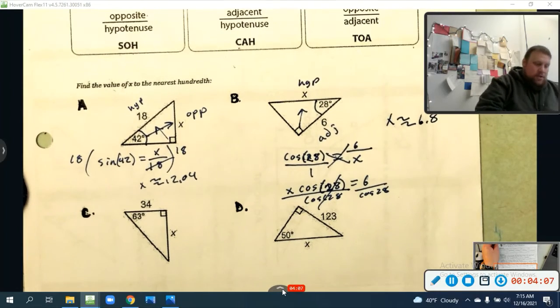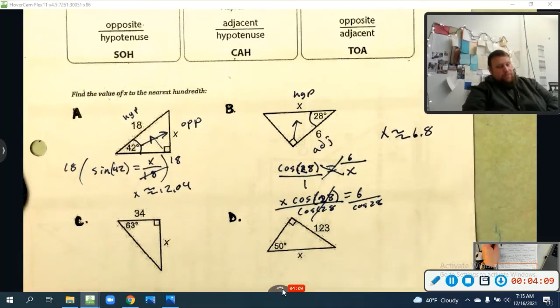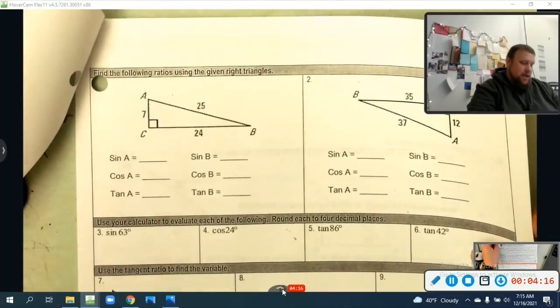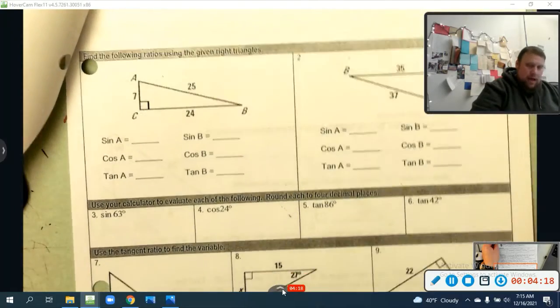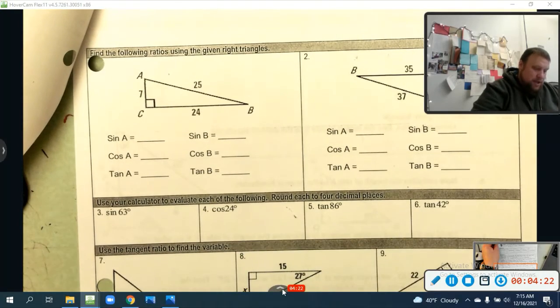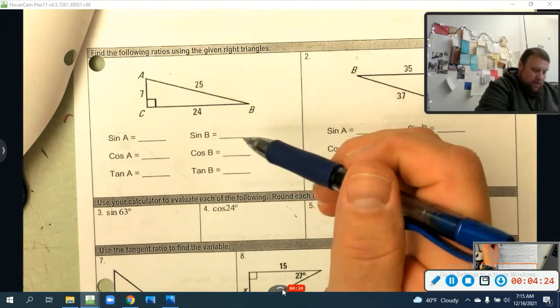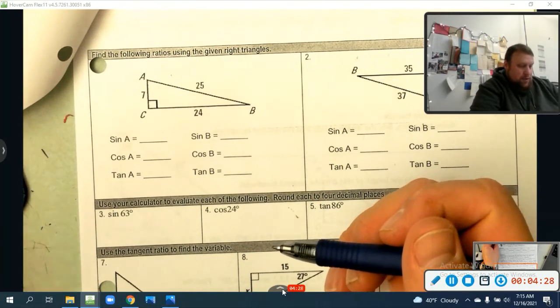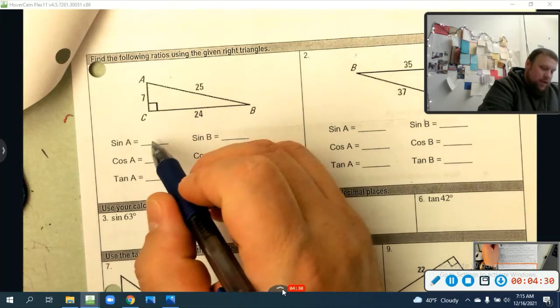Awesome. So this is how you're going to continue. When you flip over the page, this page just has some nice reminders so you can leave it open and look at it. On these questions, you're going to find the sine, cosine, and tangent of angle A versus angle B. In other words, you're just finding the following ratios using the given right triangle. So you're just writing the ratios down for this one.